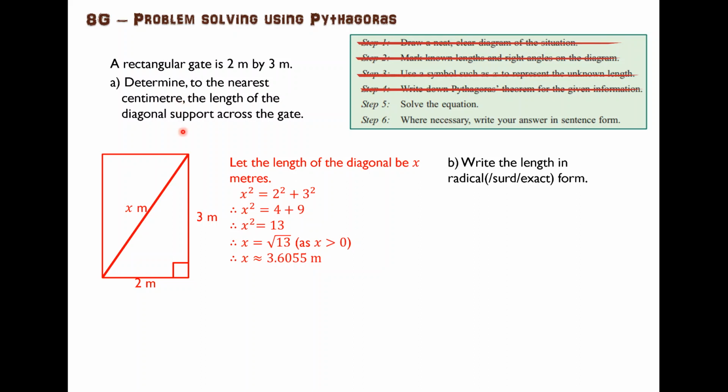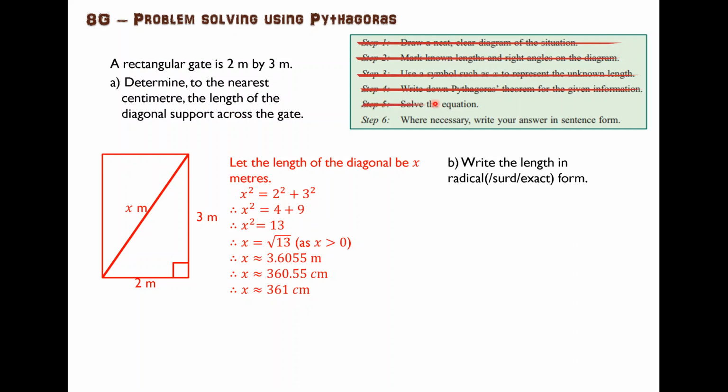We still have to answer the question because we want to get it to the nearest centimeter. The easiest way to do that is to convert into centimeters. There are 100 centimeters in a meter, so I need to multiply this by 100. The decimal point will move 2 places. So it'll be 360.55 centimeters. Rounding off, I have 361 centimeters. And that's it. That's the answer.